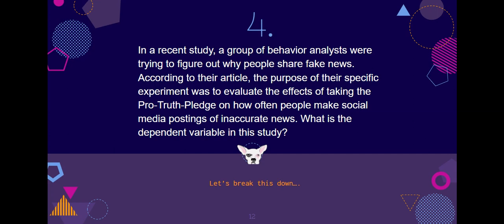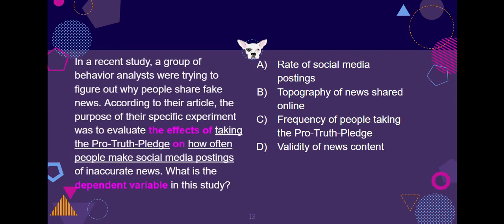Let's break it down. First, let's skim the answers quickly. We have A, rate of social media postings, B, topography of the news shared online, C, frequency of people taking the pro-truth pledge, and D, validity of the news content. So now we have an idea of what we want to look for. Let's go back to the question. Here we know we're looking for a dependent variable. So let's put up some key features and hashtags.